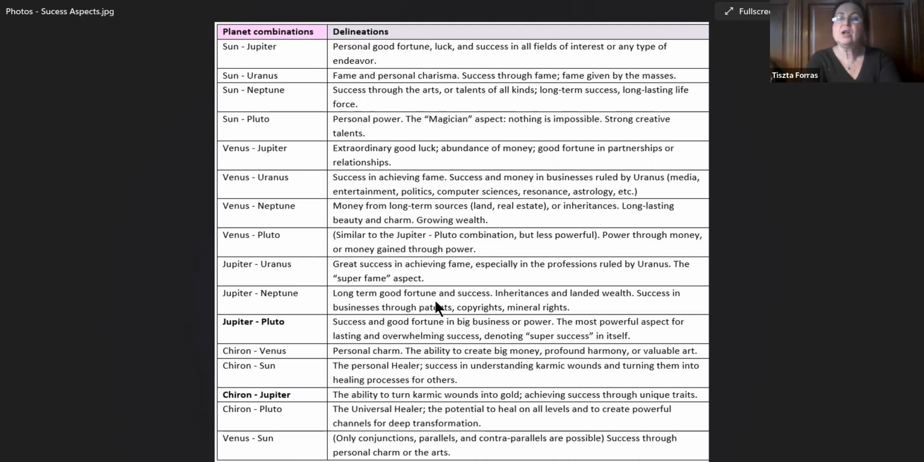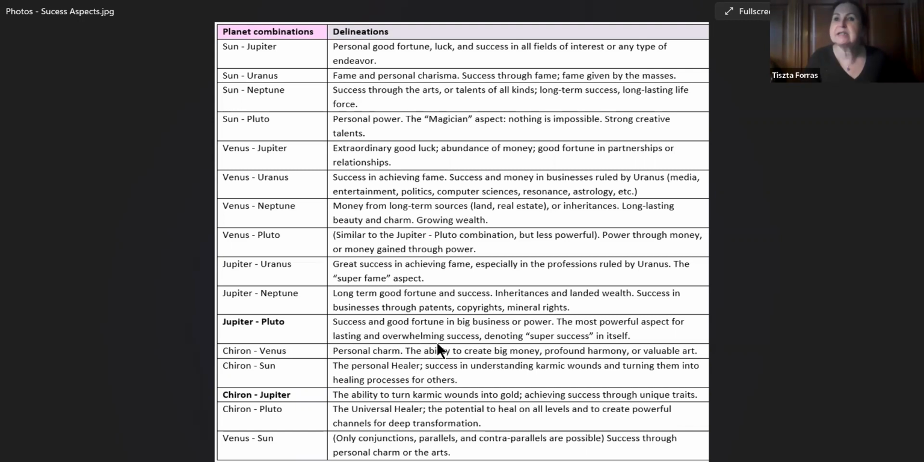Jupiter-Neptune is long-term good fortune and success. I usually call it the inheritance aspect, simply because this is what you inherit from your father, grandfather, and so on. It's also a faith in your dreams. So it is a very powerful thing, because when you can project dreams out there, Neptune, and you believe in them, Jupiter, the two of them combined, they help you to become very successful. So that's a nice one to have. And so it's always long term, okay? It could also be linked to patents and copyrights and mineral rights and all sorts of stuff. Jupiter-Pluto is the super success aspect. That's the big one. So it's always bringing you success no matter what.